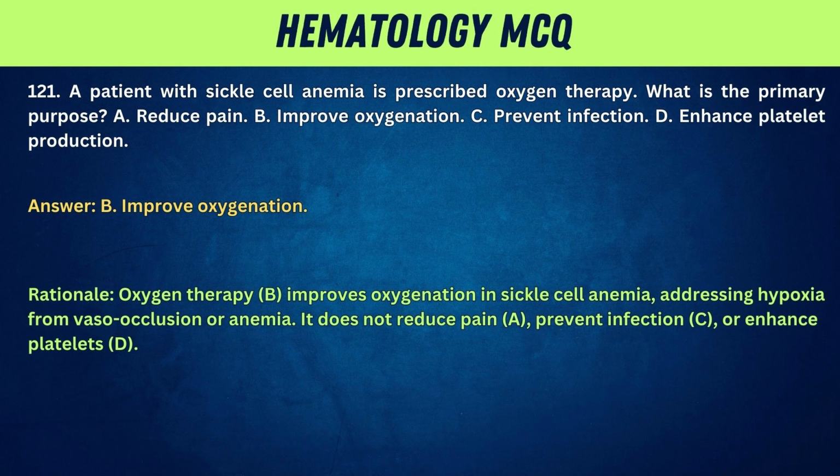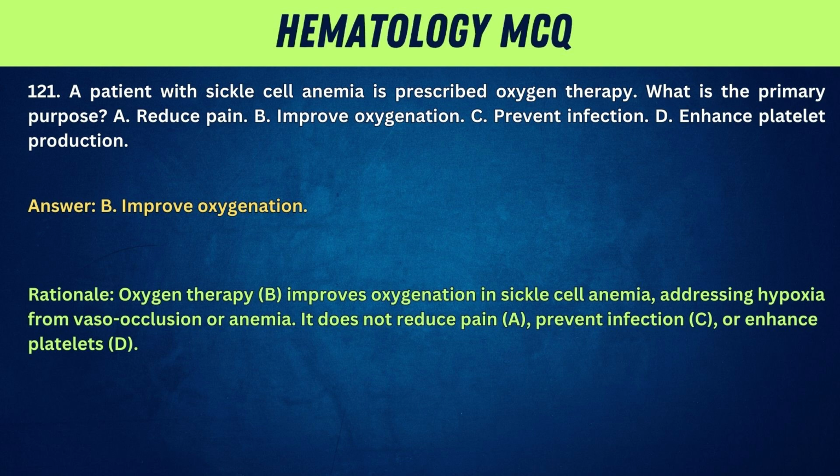121. A patient with sickle cell anemia is prescribed oxygen therapy. What is the primary purpose? A. Reduce pain. B. Improve oxygenation. C. Prevent infection. D. Enhance platelet production.